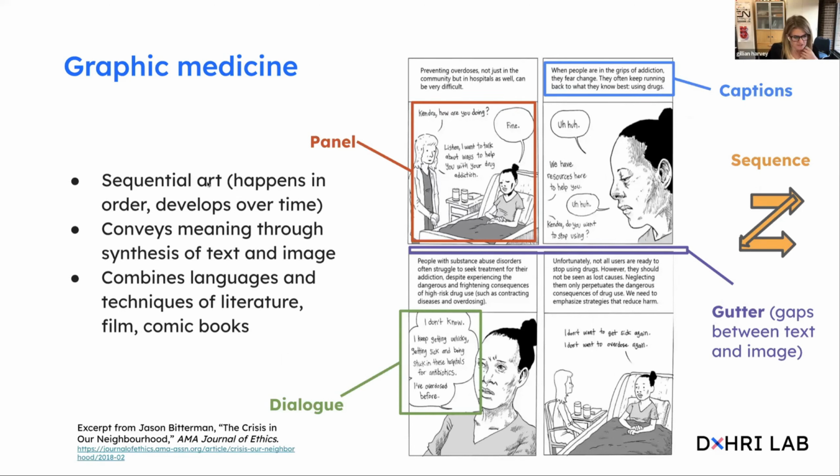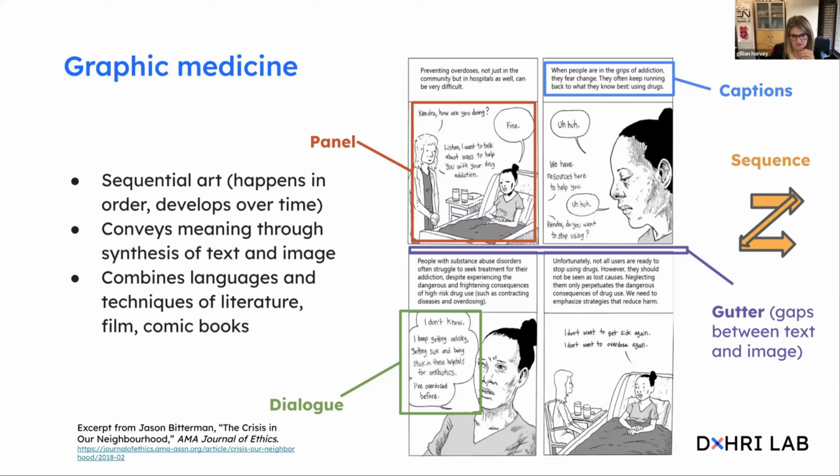I've got a couple of examples here. This is called The Crisis in Our Neighborhood. This is a journal article published in the form of a comic that provides information about the opioid crisis in narrative form. It includes and illustrates evidence-based harm reduction strategies. It also represents the perspective of patients. So how does it do it? It's sequential, meaning things happen in order and develop over time. Some of the benefits are that it conveys meaning through the synthesis of text and image, and it combines language and techniques of literature, film, comics, and books.